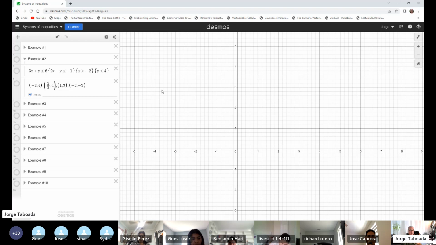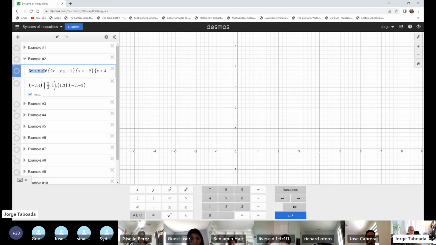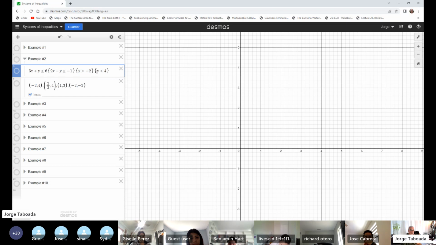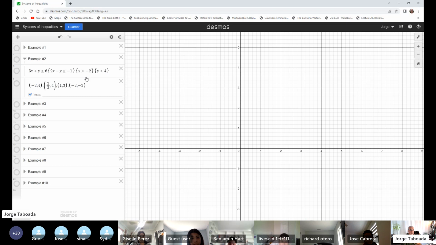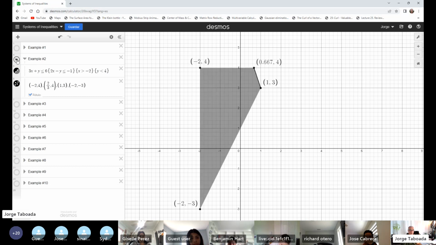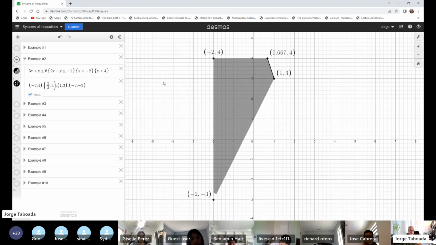In this case, we have 4 inequalities. The first inequality is 3x plus y less than or equal to 6. The second is 2x minus y less than or equal to -1. The third is x greater than -2. And the last one is y less than 4. And you put everything together, separated by curly bracket. So now when they activate, bam, this is the solution. So basically, this is the central idea I want to explain now.